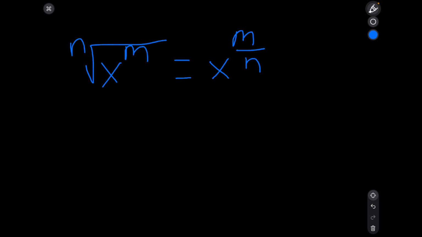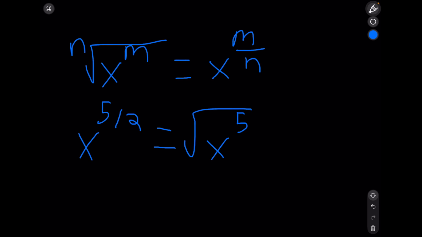And how would that look in an example? Let's say you had x to the 5 over 2. What this essentially means is that you have x to the 5 with a root over it. Or if you really want to be fancy, you could also have root x, and outside parentheses, you put the 5. And they would make the same thing.